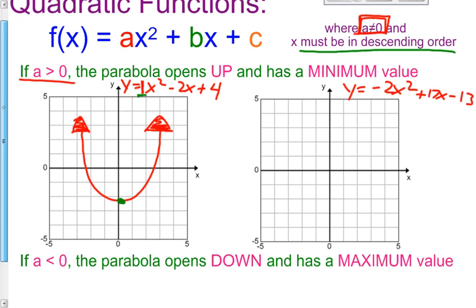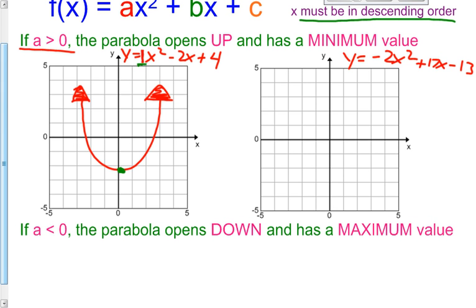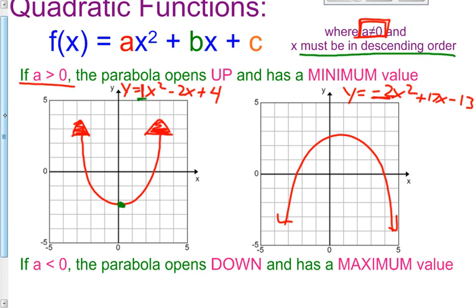I'd have to put it into my graphing calculator. But I know that if the value is negative, it's going to open down. So it might look something like this. It opens down, so that U is kind of turned upside down. It's an upside down U shape.